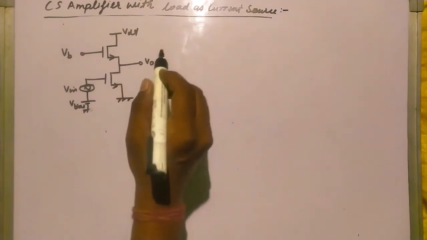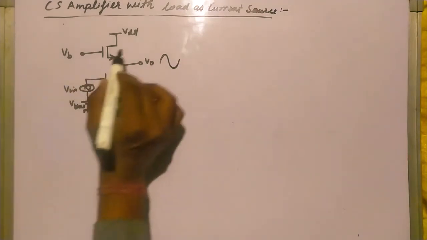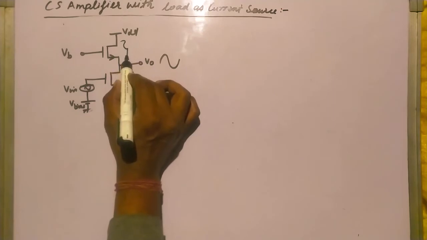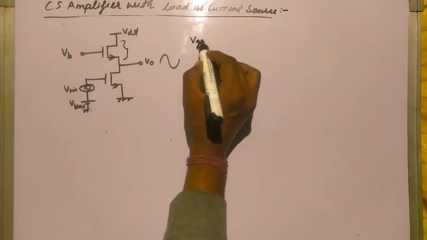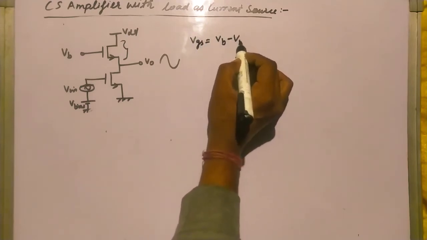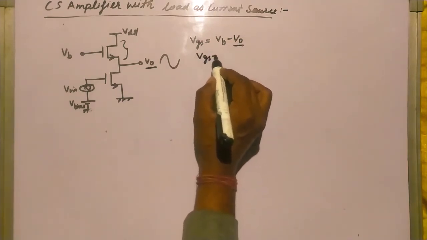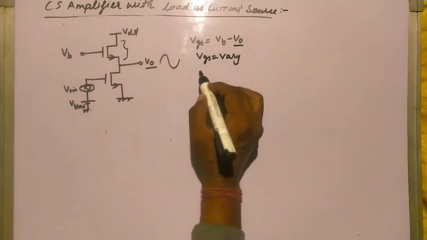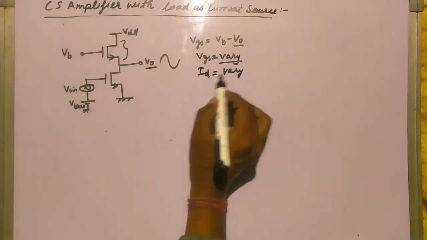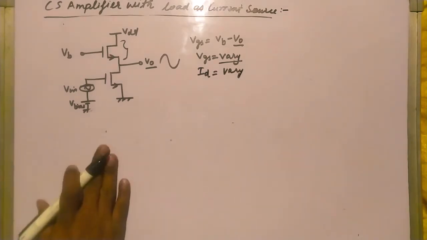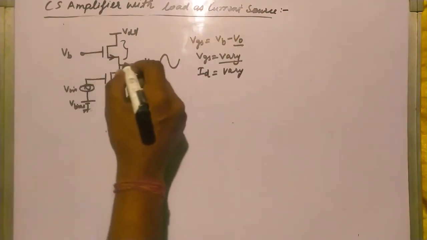so can we use this NMOS for making the current source? Let's see. At V naught I will get output like this, right? What we want is a current source which can give constant current. But in this case you can see that VGS is equal to VB minus V naught, and you can see V naught is varying, so VGS will vary, so ID will vary, so I am not getting a constant current. So I can't use a circuit with NMOS for the current source.